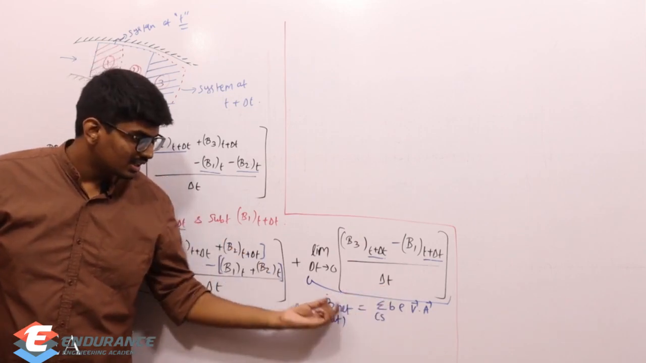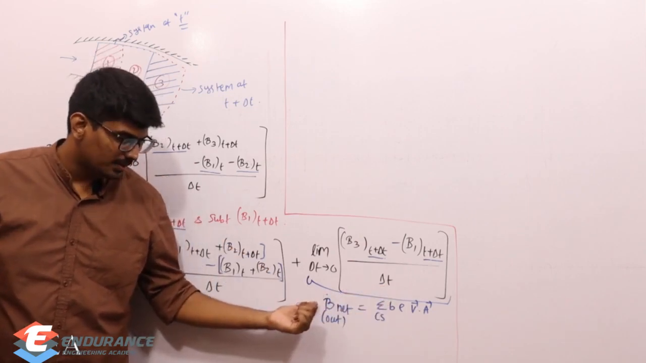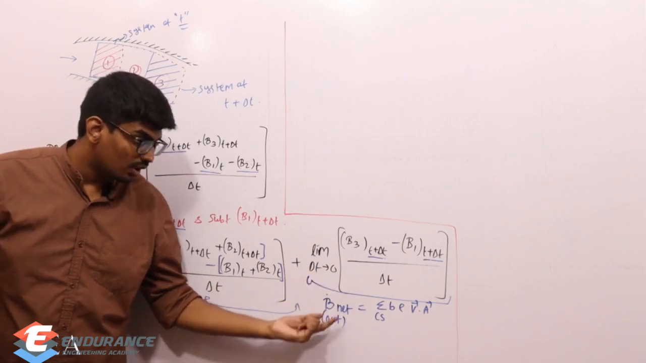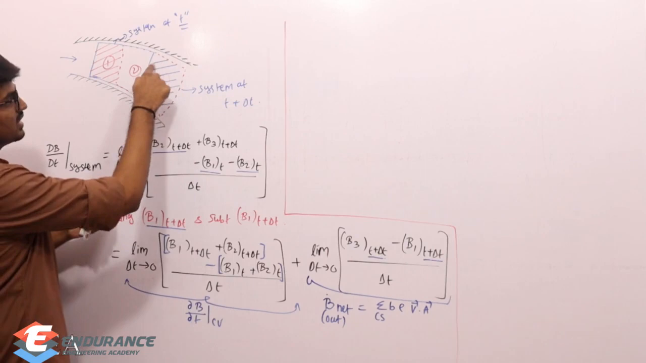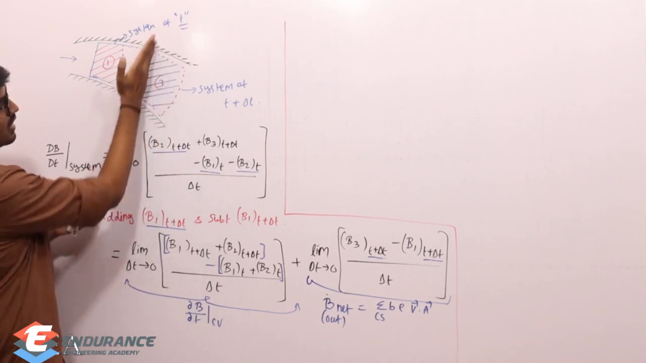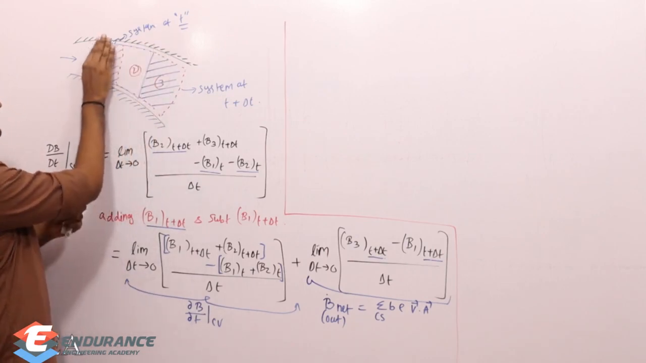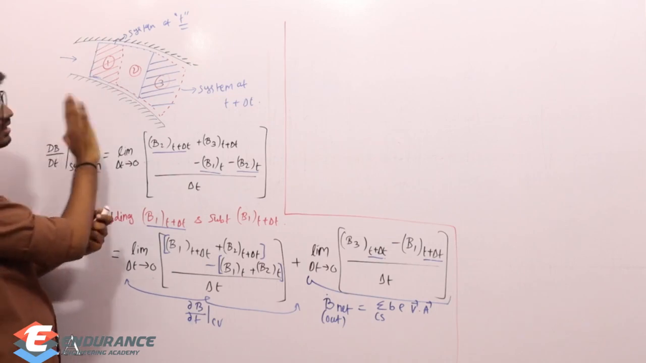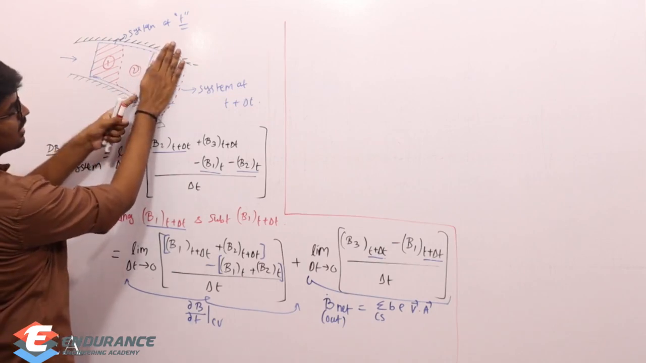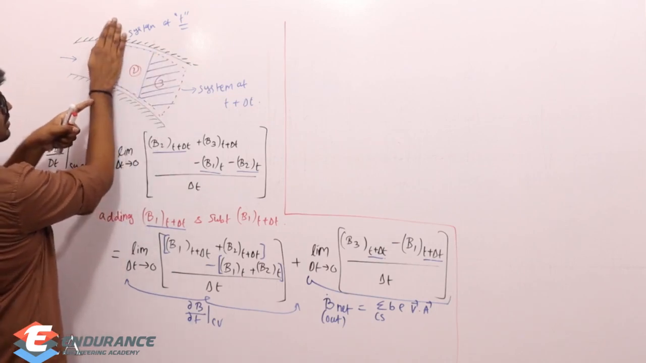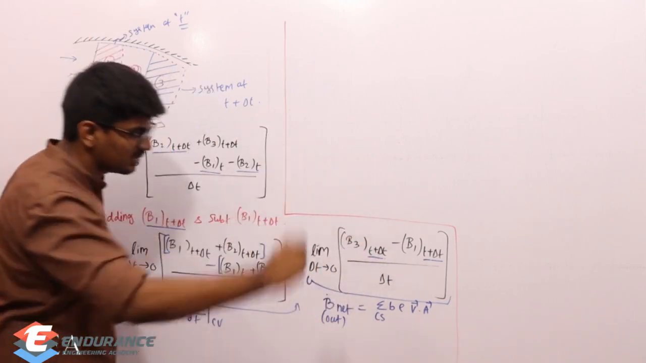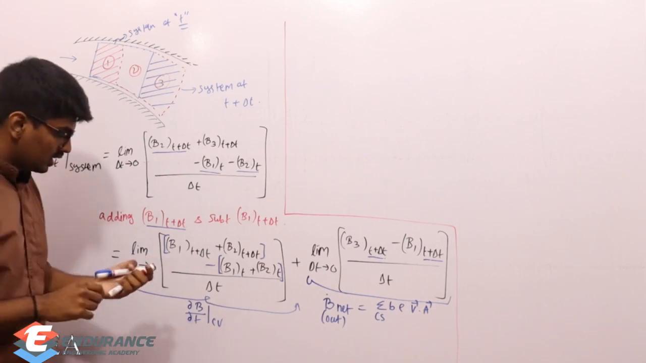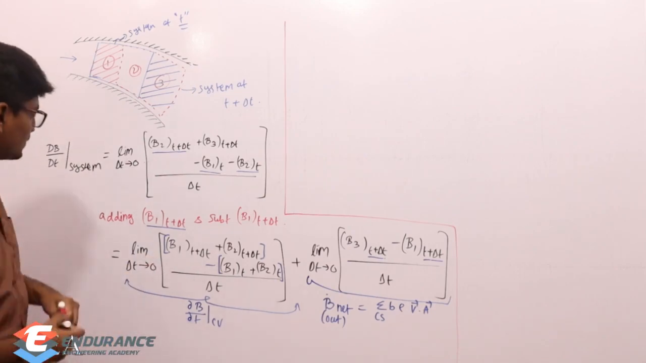Net rate of outflow of the property B over the control surface. This much is leaving the control surface, right? This much entered the control surface. This much quantity left the control surface, and this much quantity entered the control surface at time t plus delta t. Okay, simple now. We are almost done.